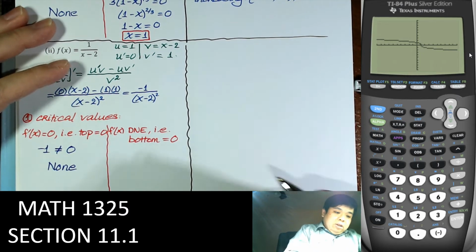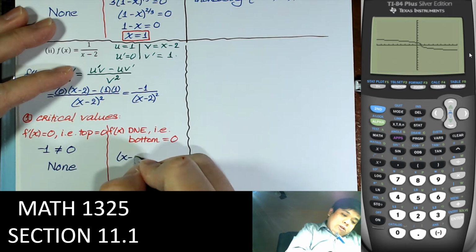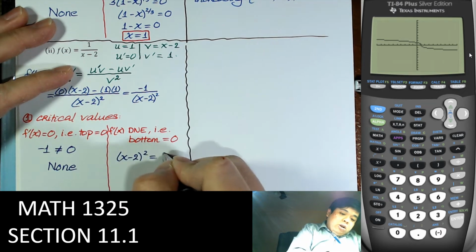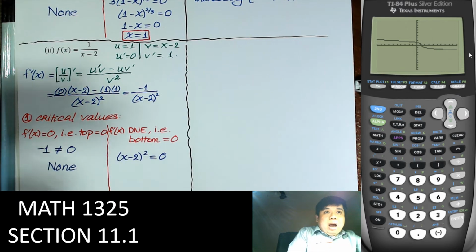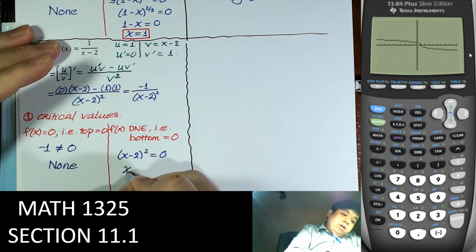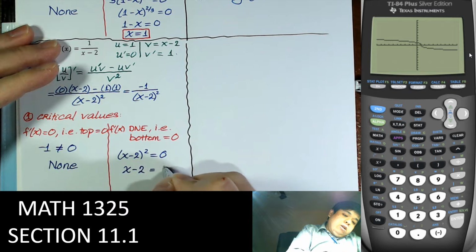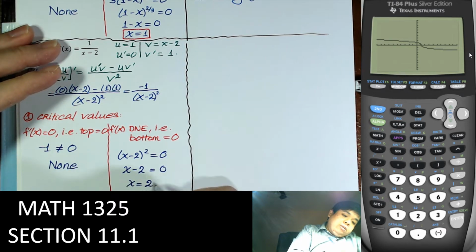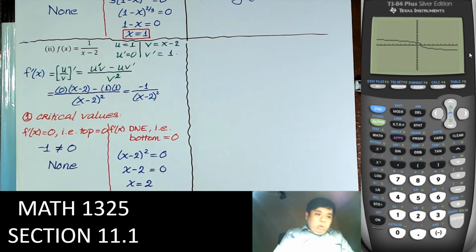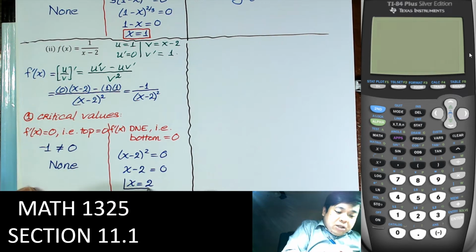And the bottom is (x minus 2) squared equal to 0. Once again, anything raised to any power is equal to 0 only if the base is equal to 0. So we have x equal to 2. Right. So we have the partition number x equal to 2.